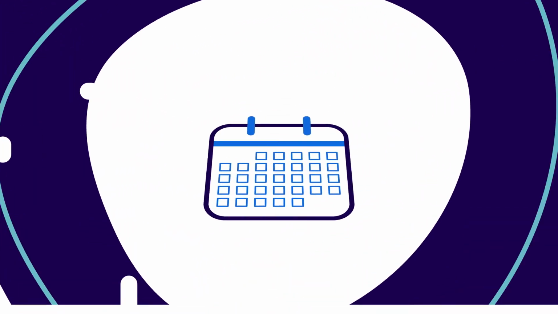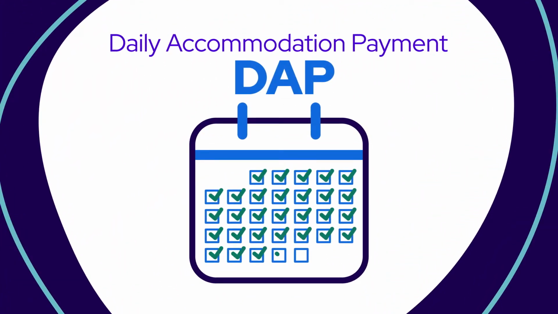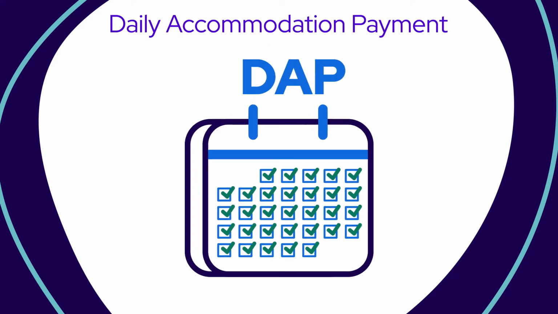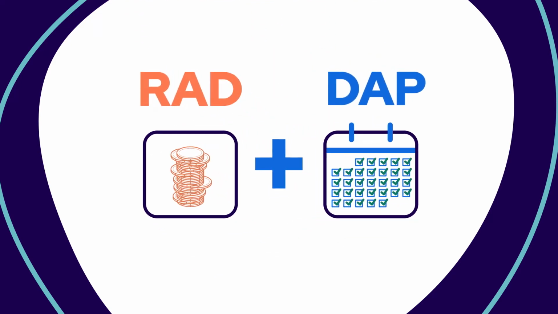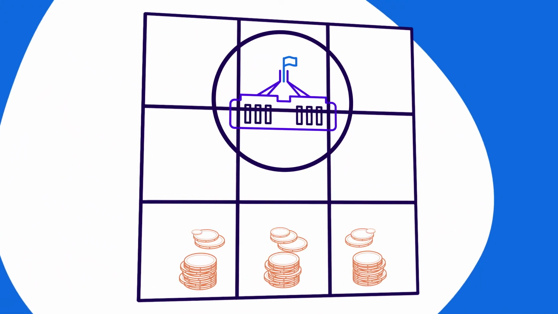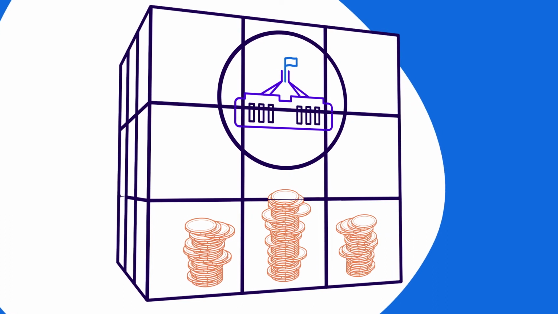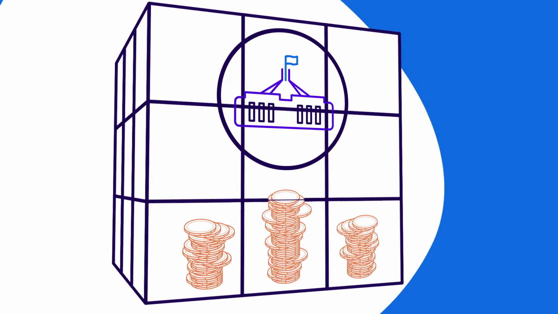Or you can pay a daily accommodation payment, or DAP, which is a rent-style equivalent using a daily interest payment on the full room price. These payments are not refundable. And the third method of payment is a combination of a RAD and a DAP. If you're partially supported by the government, they will ask you to contribute to your accommodation costs. The contribution amount is determined by the government.